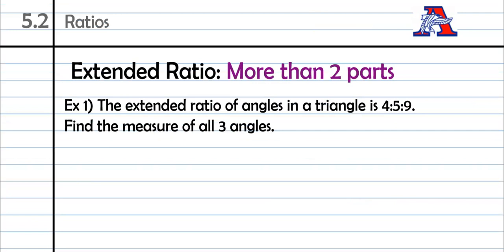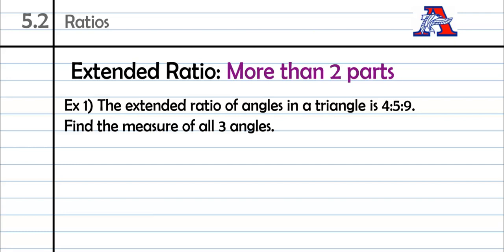All right, so one more thing to talk about before we dive into some examples. There's something called an extended ratio, and that's where you have more than 2 parts. So for example, the extended ratio of angles in a triangle is 4 to 5 to 9. So you see there's 3 parts there instead of just 2. And we're supposed to find the measure of all 3 angles.